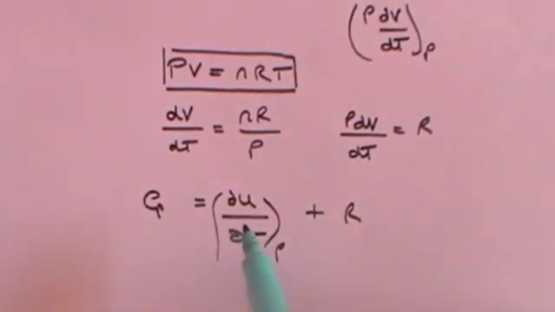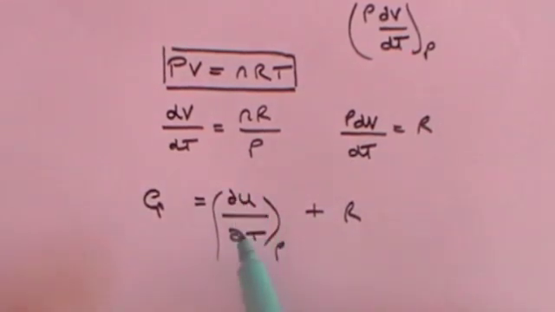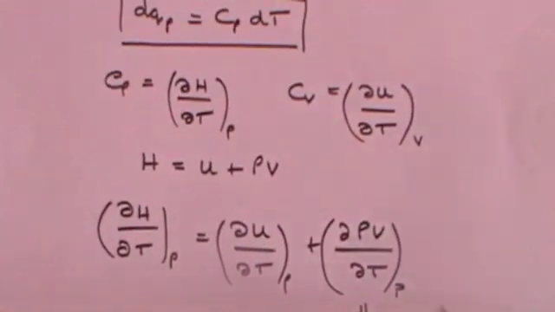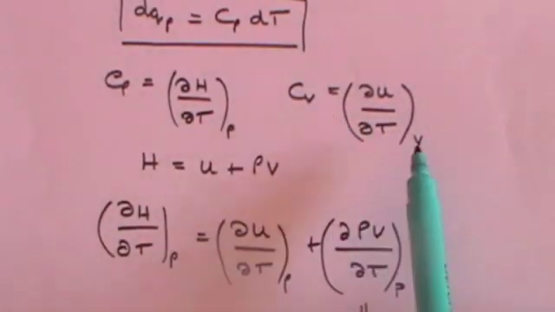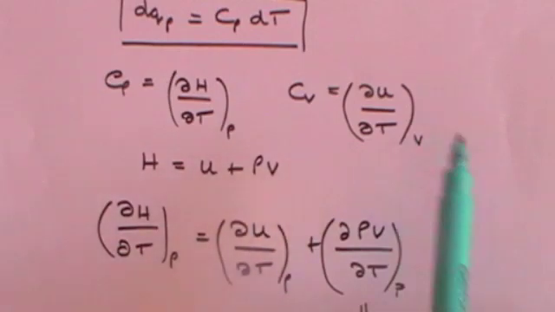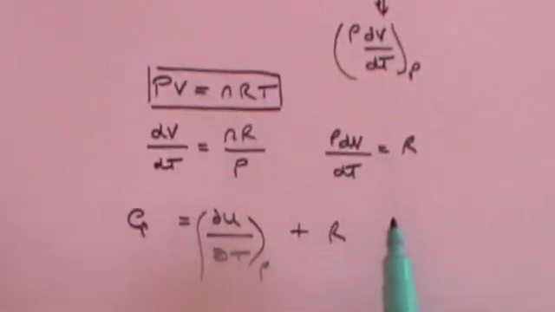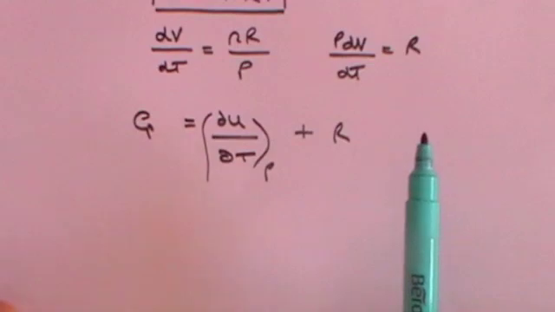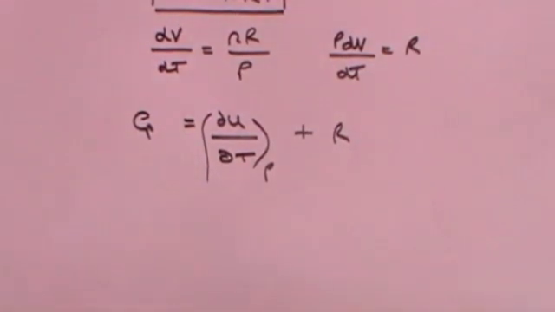And it would be nice to think that this term was the heat capacity at constant volume. But actually it isn't. It's dU/dT at constant pressure, whereas the heat capacity at constant volume is dU/dT at constant volume. So we're not quite there. But we're going to do a little trick, which is called the chain rule.